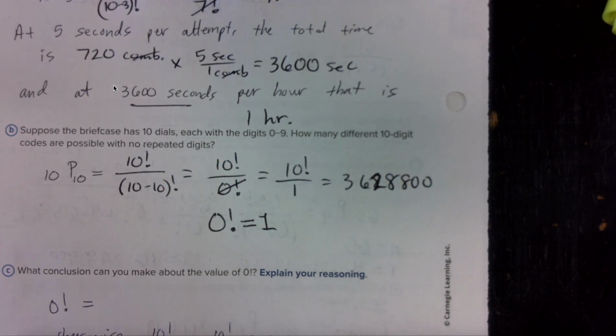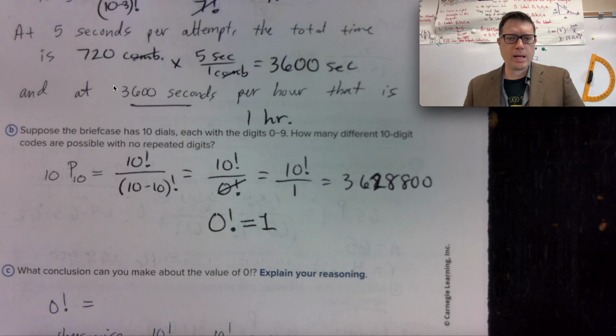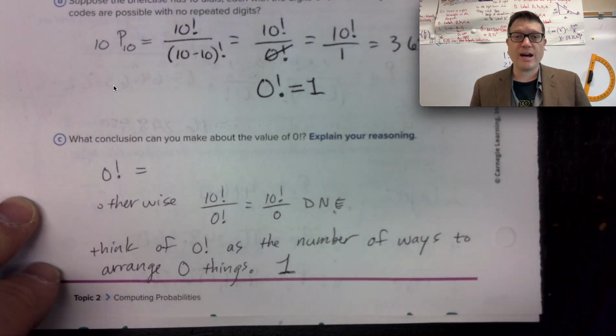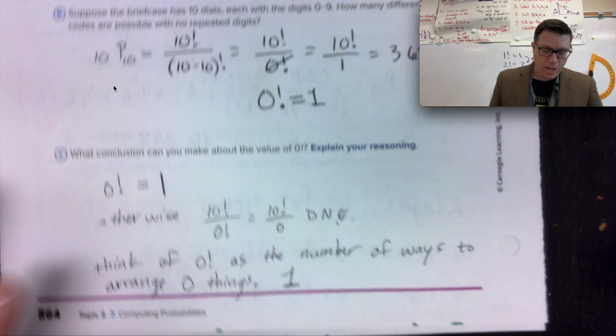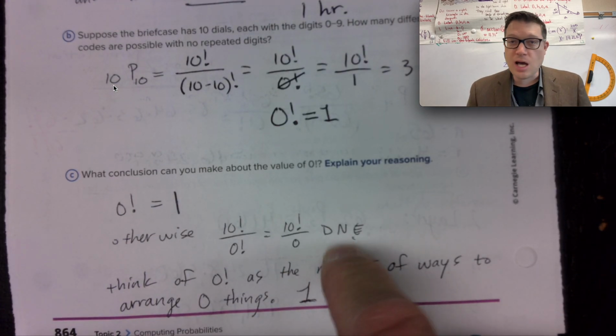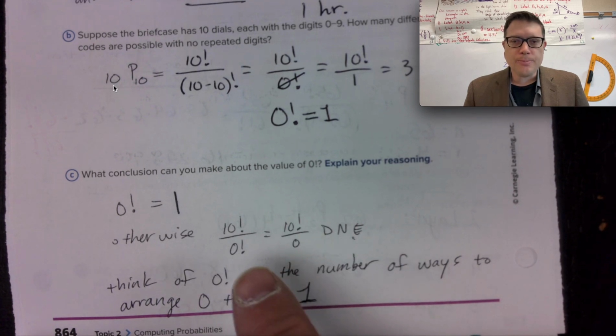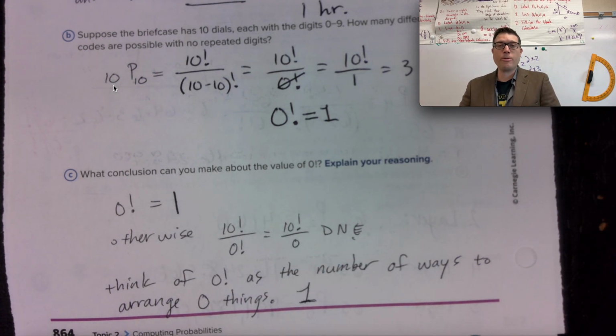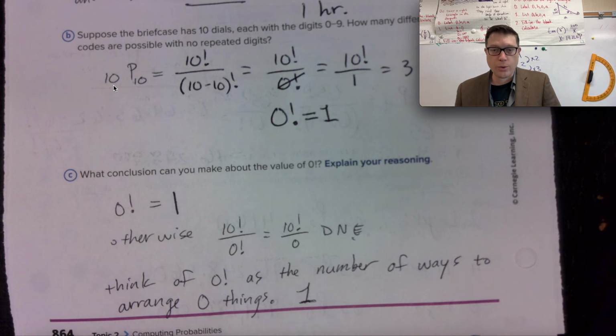Weird. Okay, what conclusion can you make about the value of 0 factorial? 0 factorial is 1. Otherwise, it'd be 10 factorial over 0, and that does not exist, DNE, because dividing by 0 is bad. So think of 0 factorial as the number of ways that you can arrange 0 things. One way.